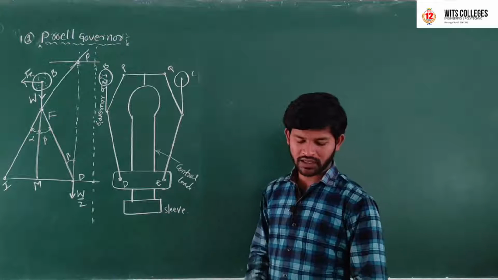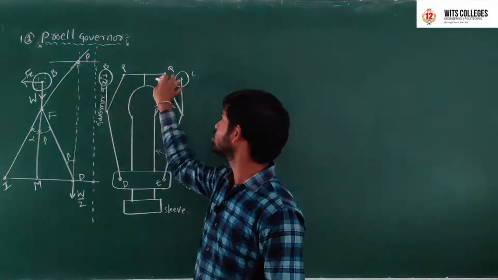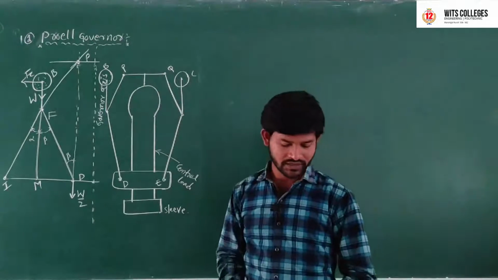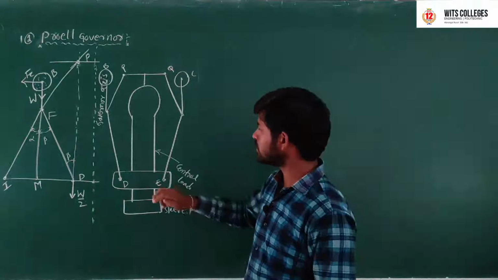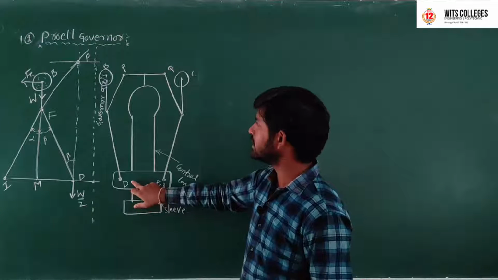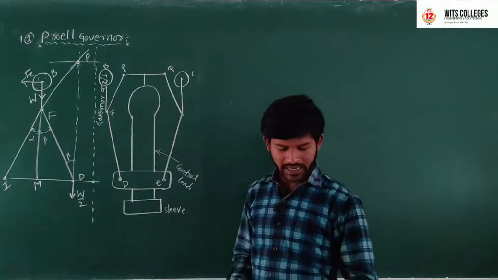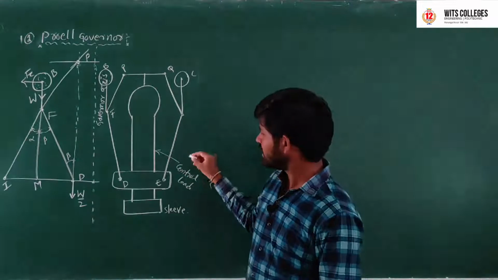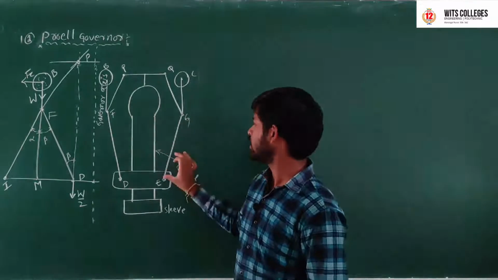In this Proell governor, the balls are fixed at B and C. These are two balls. Those balls are fixed at B and C to the extension of the links DF and EG. Okay, the extension of link DF and EG.